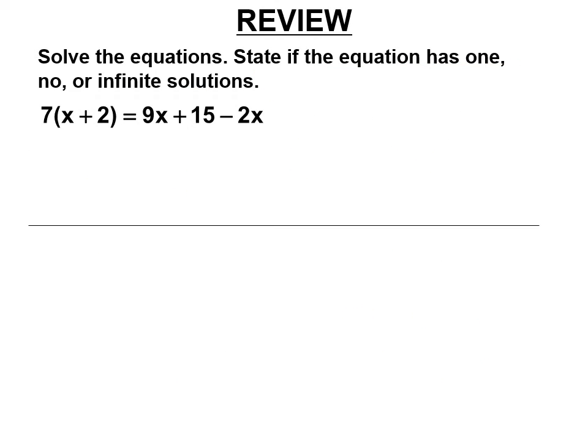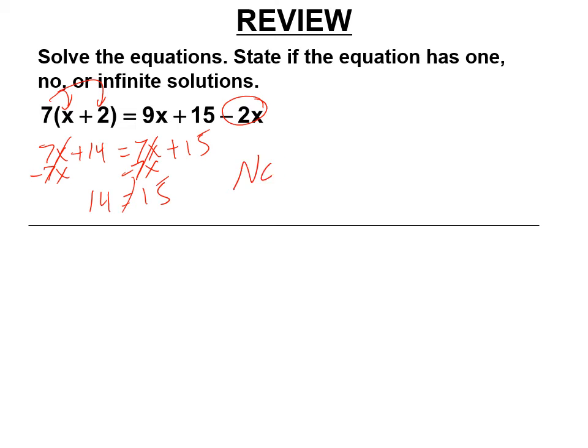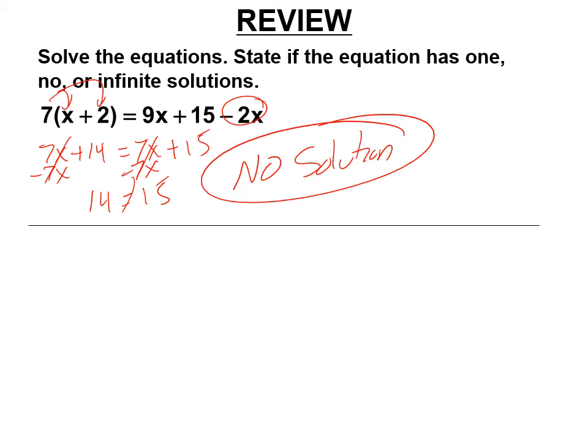Okay. All right, so now we're getting more complicated. Distributive property over there, 7x plus 14. Combine like terms over here, 7x minus 2x, 7x plus 15. Weird stuff's happening. 14 equals 15. That doesn't make any sense. Why doesn't it make any sense? Because there are no solutions to this.